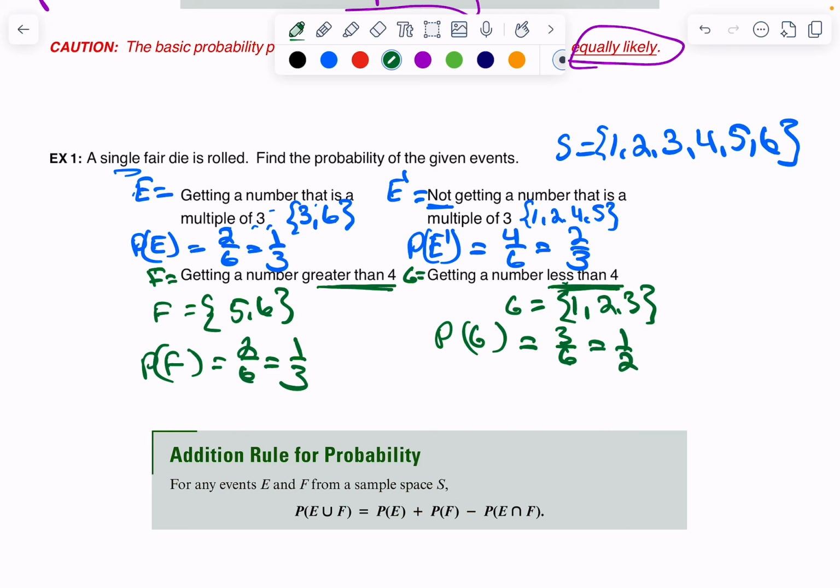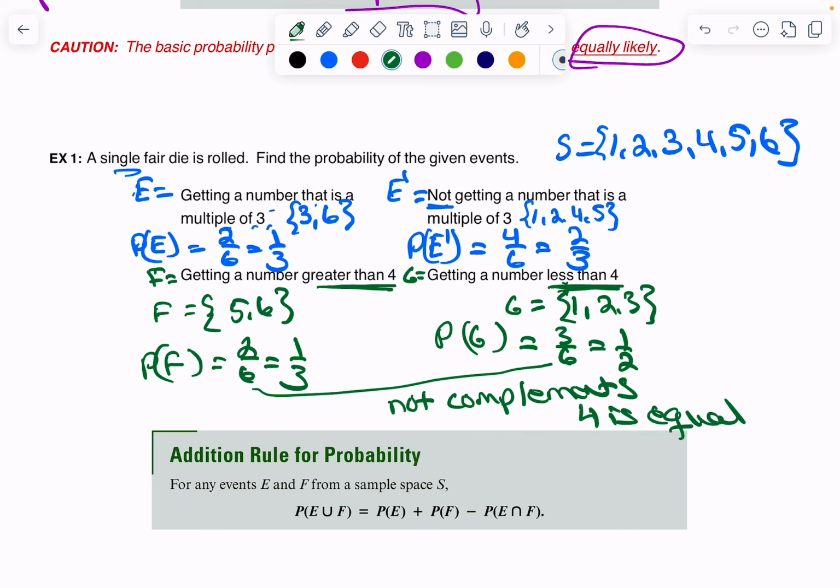And if we add these two up, we should get a 1. Well, 2/6 plus 3/6 is 5/6, so that's not it. So these are not complements. 4 doesn't belong to either one of them. It should be.